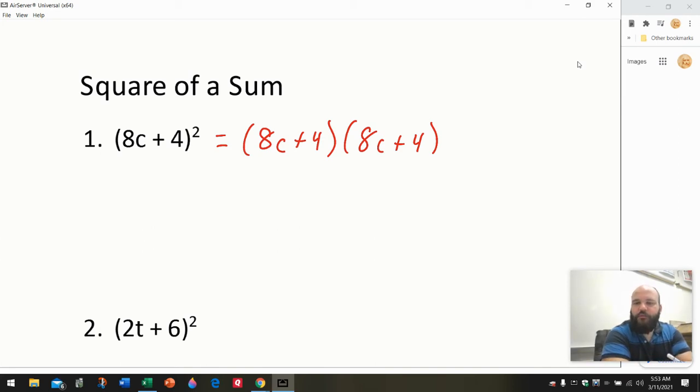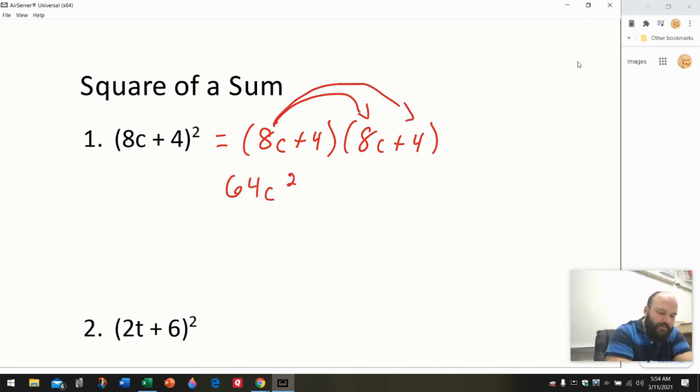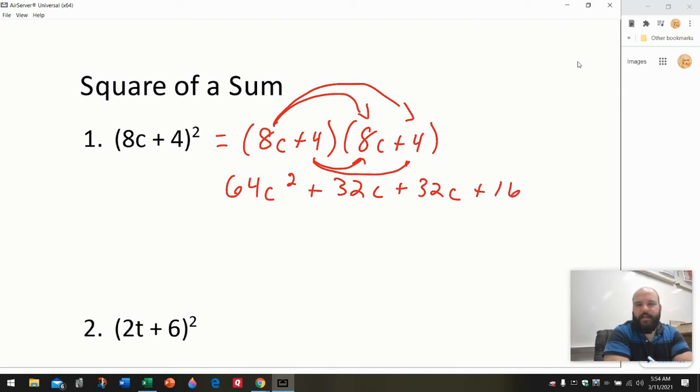Now we will proceed to FOIL these together. And as I had said in my previous couple of videos, you can use the box method or you can use the foiling method. My preferred method is FOIL. Most of the time as you move up through your math courses, you will use foiling. So that's what I'm going to use. So we have 8c times 8c, which is 64c squared. Then we have 8c times 4, which gives me 32c. Now that the 8c has been distributed, the 4 needs to be distributed. 4 times 8c is again 32c, and then 4 times 4 is 16.